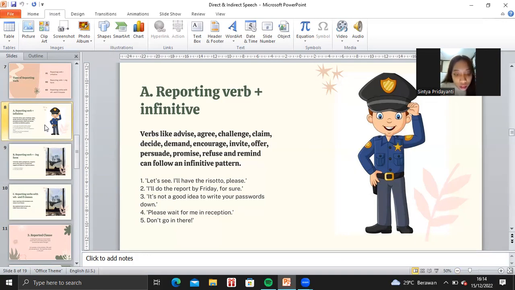Another one, number 3: It is a good idea to write your password down. It means they advised us not to write our password down. And then number 4: Please wait for me in the reception. The indirect speech in this sentence is: the guy told us to wait for her in the reception. And the last is: Don't go in there. So the indirect speech is: the police officer warned us not to go in there.